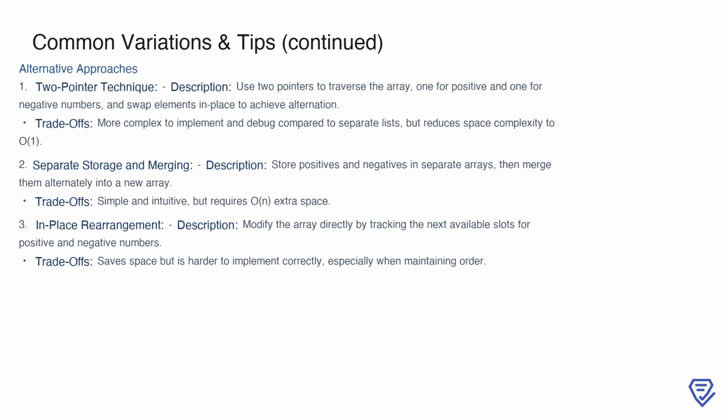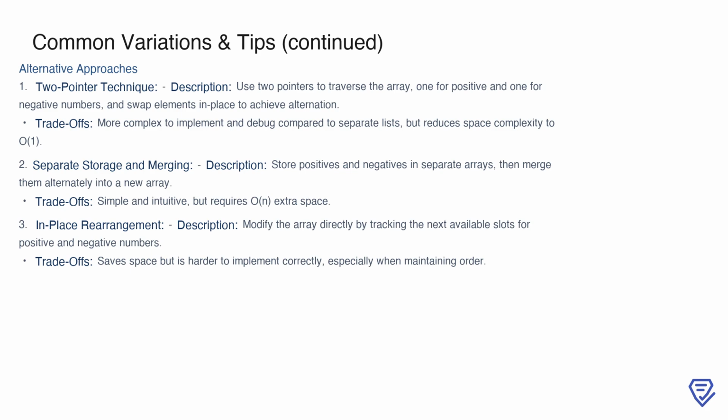The two-pointer technique is one option. Here, you use two pointers, one for positive numbers and one for negative numbers, to traverse the array and swap elements in place. While this method reduces space complexity to O(1), it can be harder to implement and debug.